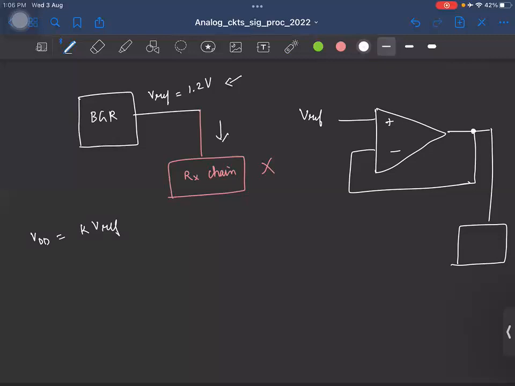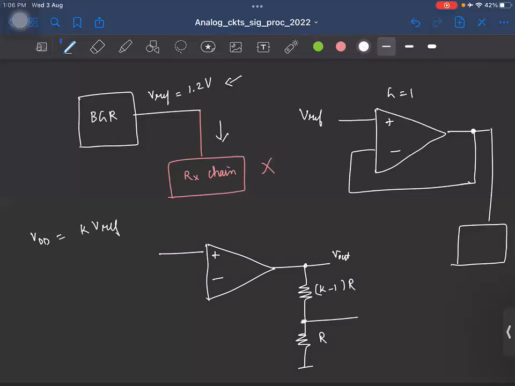Right? I mean, basically, instead of having a simple buffer with a gain of 1, we will use an op-amp based circuit which amplifies this voltage, right? And the simplest one is the non-inverting amplifier. So what you can do is this. I can have the resistor here to be K minus 1 R and this to be R. So if this is V out, what is this voltage?